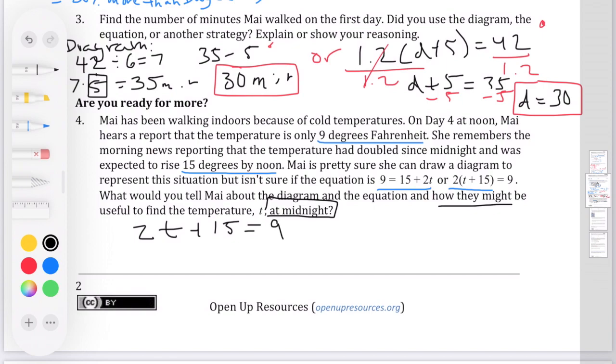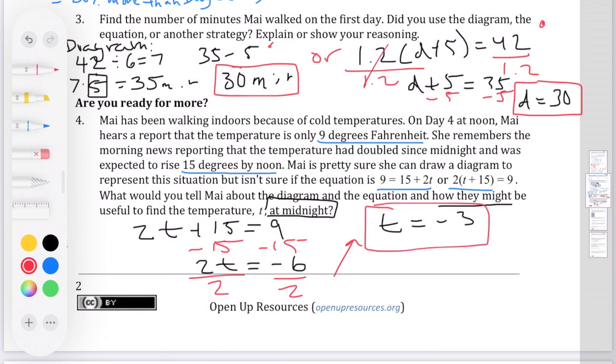So we're going backwards trying to find out what temperature it is at midnight, and we need to subtract 15 from both sides, which gives us 2t equals -6. And then we divide both sides by 2. And move the equation up. Now we have t equals -3. So our answer would be -3 degrees at midnight.